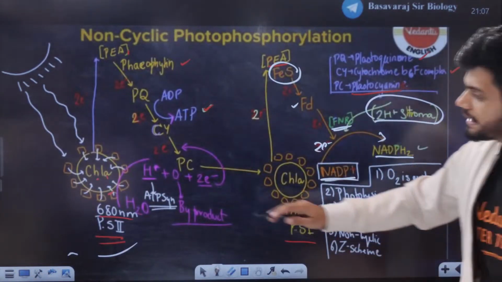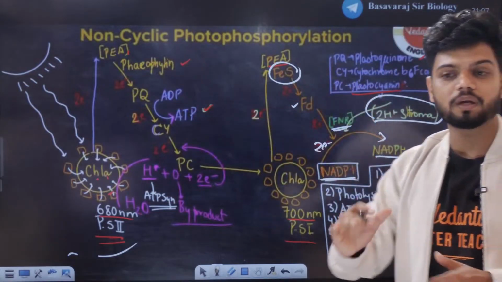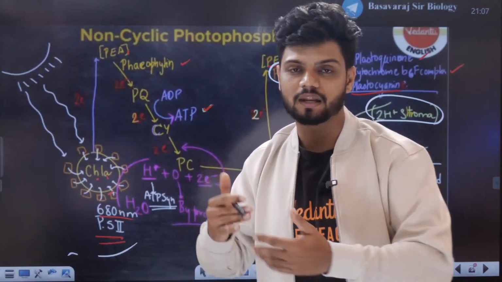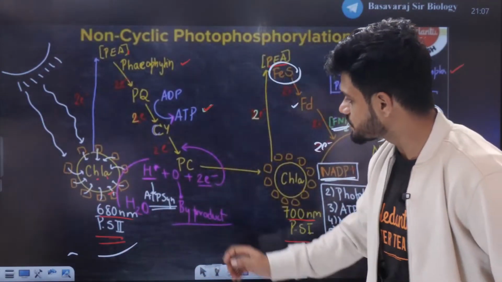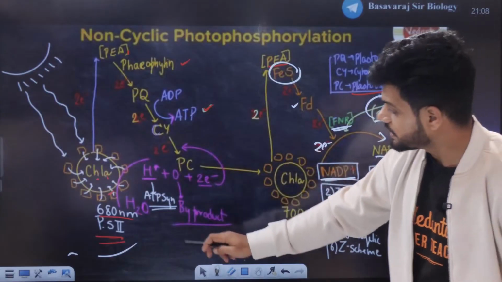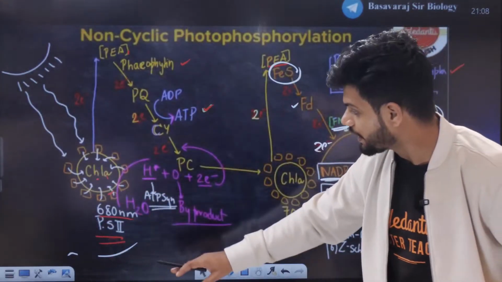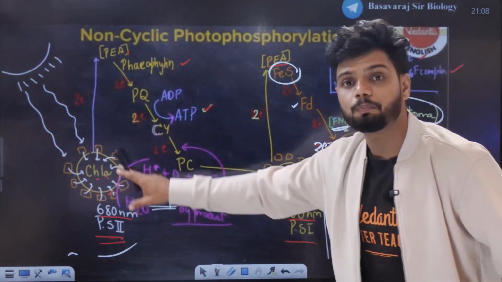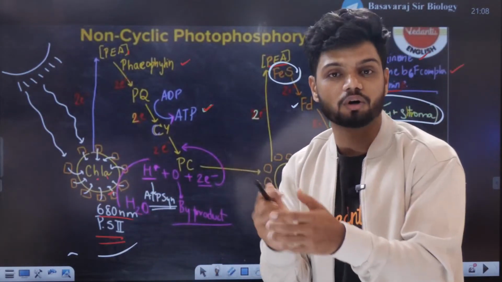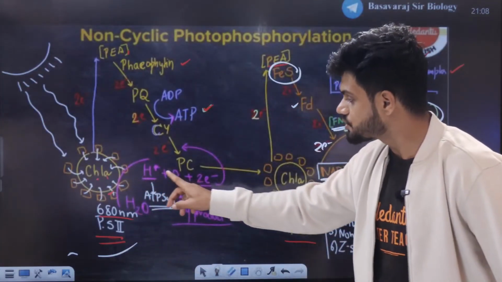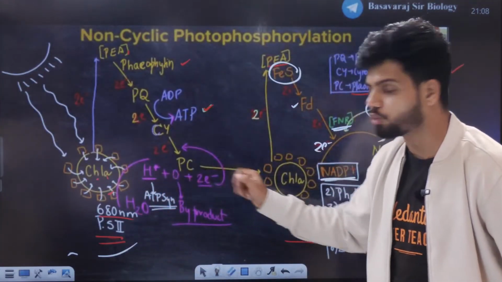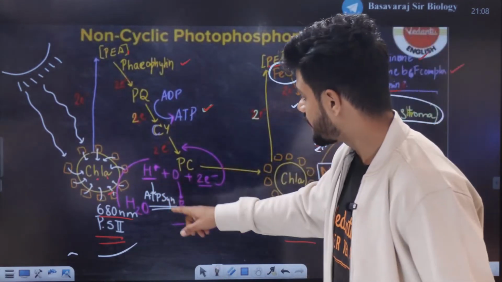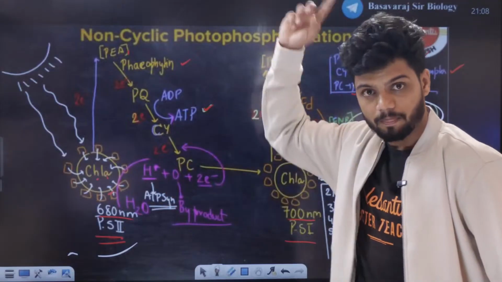Because in this entire reaction, students, electrons have to be constantly supplied. There has to be a source. What is the source? The source is called photolysis of water. In the lumen part, water is being broken down. Water is split. When the water is split, we get hydrogen, oxygen, electrons. This hydrogen is sent to the ATP formation.